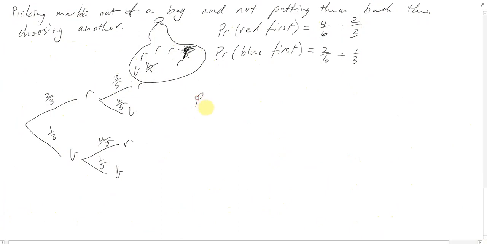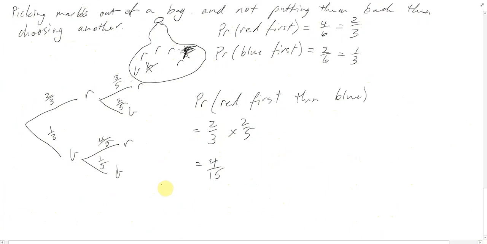So if we wanted the probability of, say, red first, then blue, we can use our multiplying technique. So here's a red first, 2 on 3, multiplied by blue second, which is 2 on 5. That gives us 2 times 2 is 4, 3 times 5 is 15. So that's a 4 on 15 probability for that one.